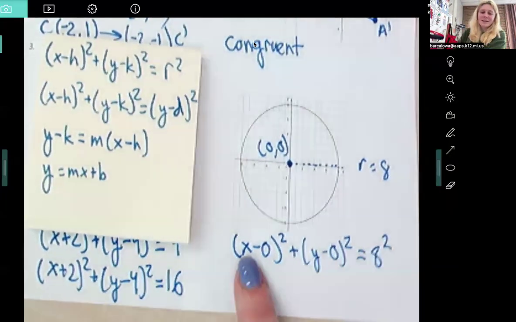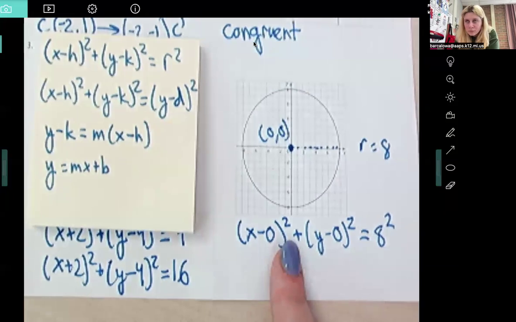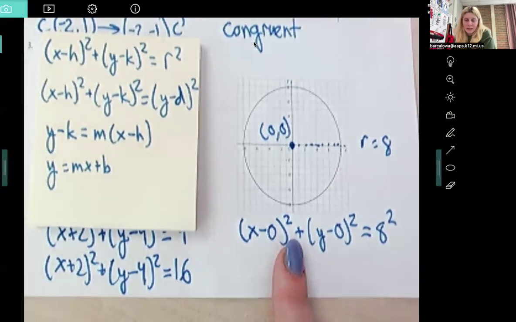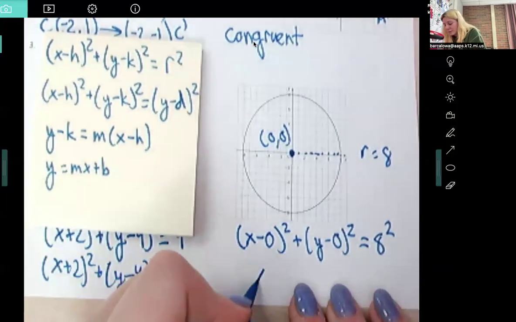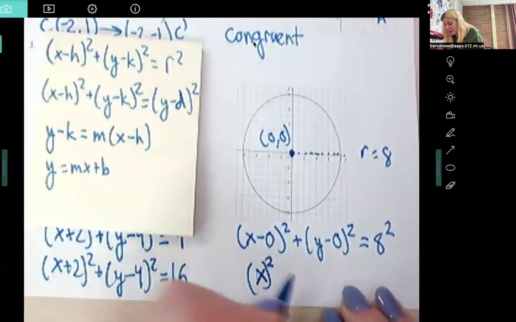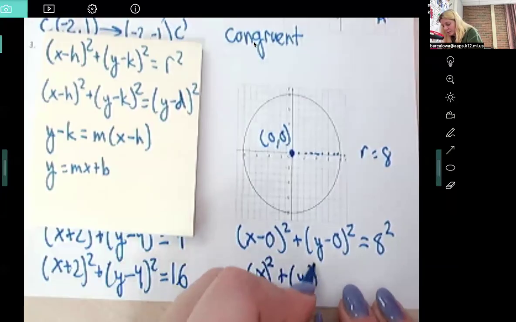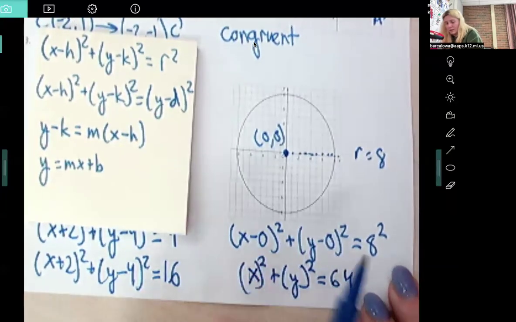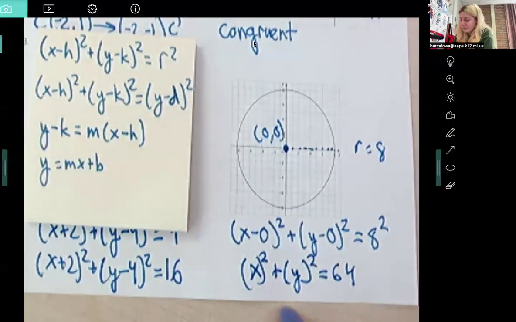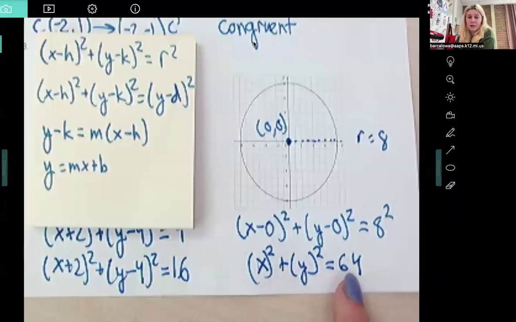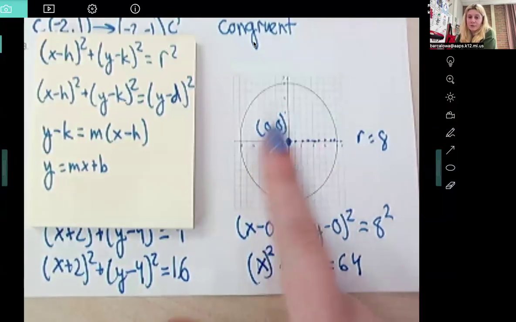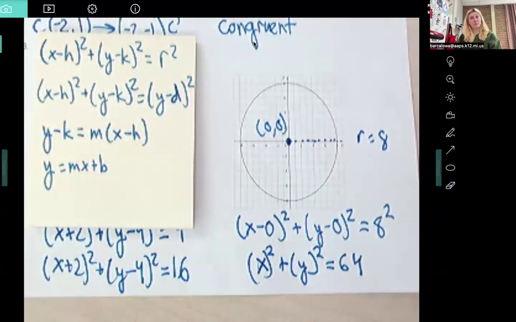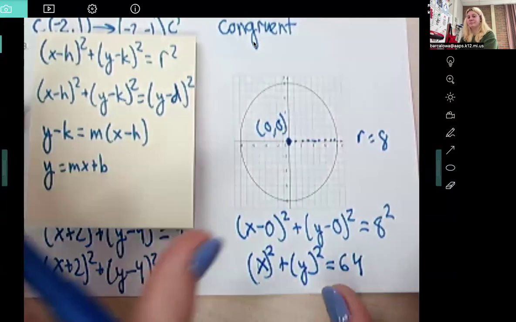But hey, what is x minus 0? That's just x, right? 3 minus 0 is just 3. 4 minus 0 is just 4. So I can just write this as x squared plus y squared equals, and then 8 squared we can say is 64. So again, would you be able to see this equation and know my center is at 0, 0 and my radius is 8? Yeah.